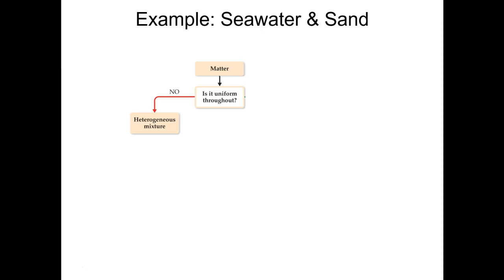The terms heterogeneous and homogeneous literally, from the Greek, mean of a different type and of the same type. And it really just means, is it uniform? So a homogeneous substance is uniform throughout. A heterogeneous mixture is not.